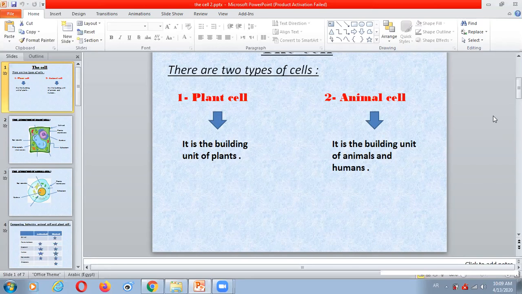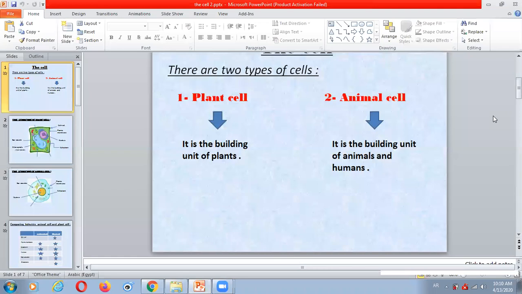We said that the nucleus is the circle that centers the cell, and this nucleus has two jobs or functions. It organizes all the operations or processes that happen in the cell, and it's responsible for cell division, as it is the first part that starts the division.